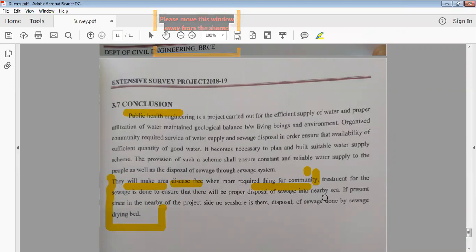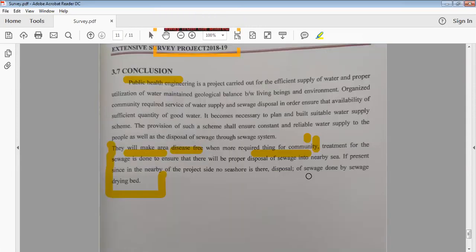They also mention proper disposal of sewage into the nearby sea, that they plan that. But there is no plan for that, and no sewage planning on drying beds. They have simply given it here, so this has to be removed from the conclusion section. Only up to here is the conclusion part. We have not planned for sewage and all; we are only doing water supply.